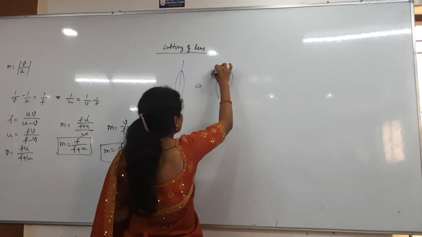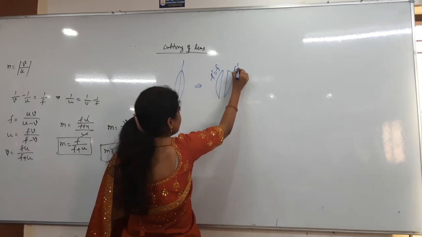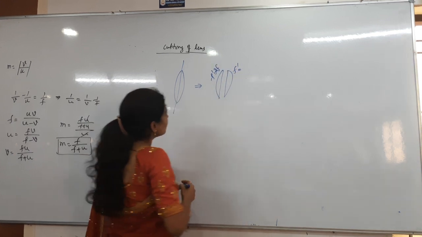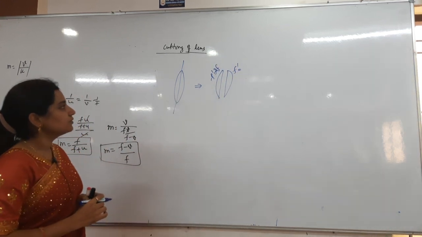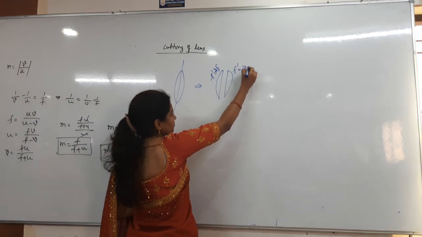F dash is equal to how much here? F only. F dash is equal to 2 times of f or f by 2? 2 times of f, yes.